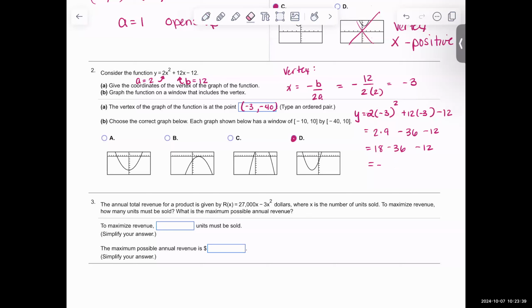It's a good thing I have an eraser. -30. And you'll notice that I put the answer in the answer box using parentheses because it is an ordered pair. And in algebra, when we want to describe something as a point on the coordinate plane, an ordered pair, we put parentheses around it. Okay, so it has to be D, although you could certainly graph that.